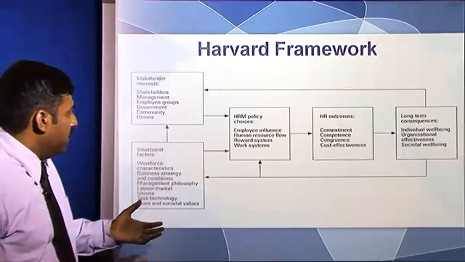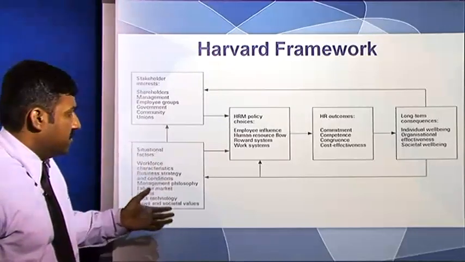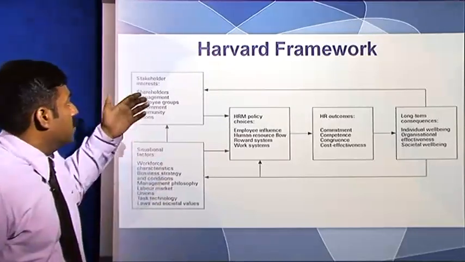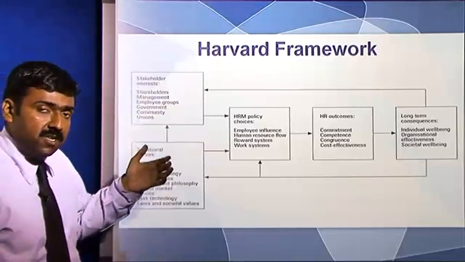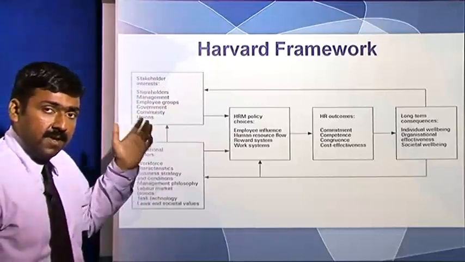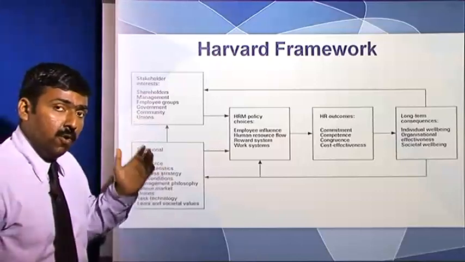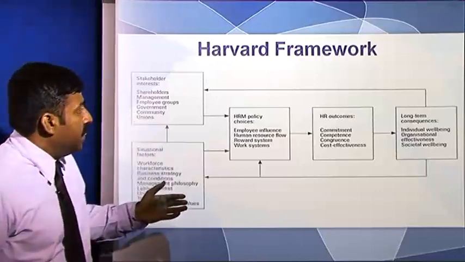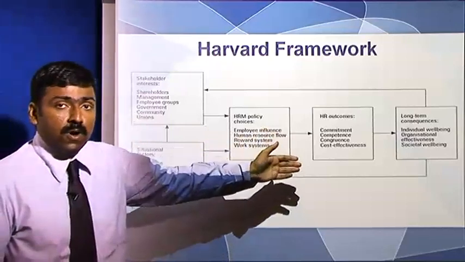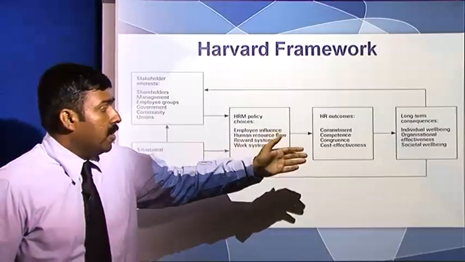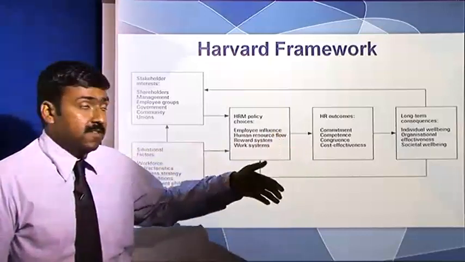Now what are the situational factors? It goes on to explain workforce characteristics, business strategy. Now what are the stakeholders' interests, who are the stakeholders. Each and every decision concerning your human resource has an impact on all the subsequent activities. Now HRM policy choices, how they influence your HR outcomes: your commitment, your motivation level, your competence and your congruence, and finally your cost effectiveness.